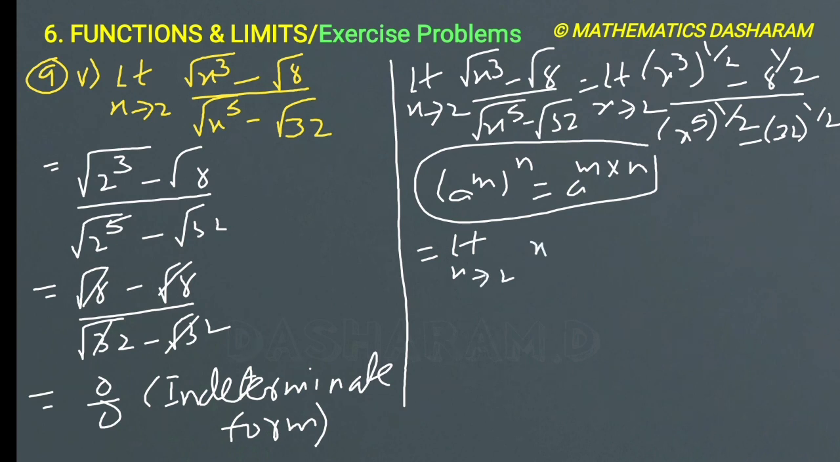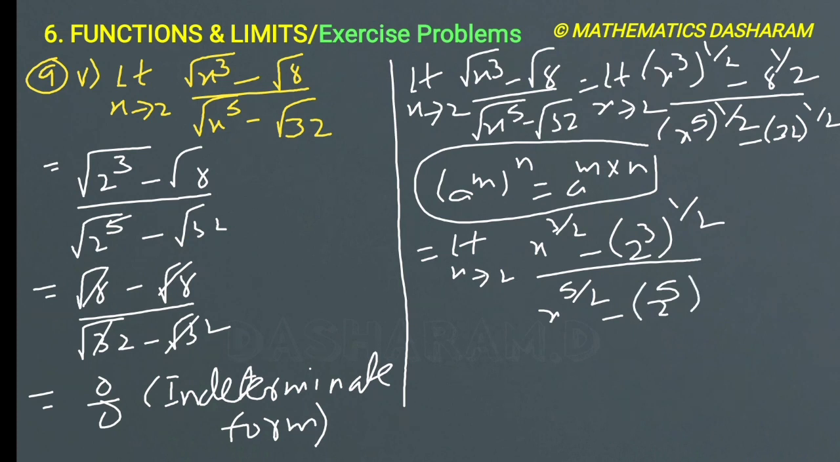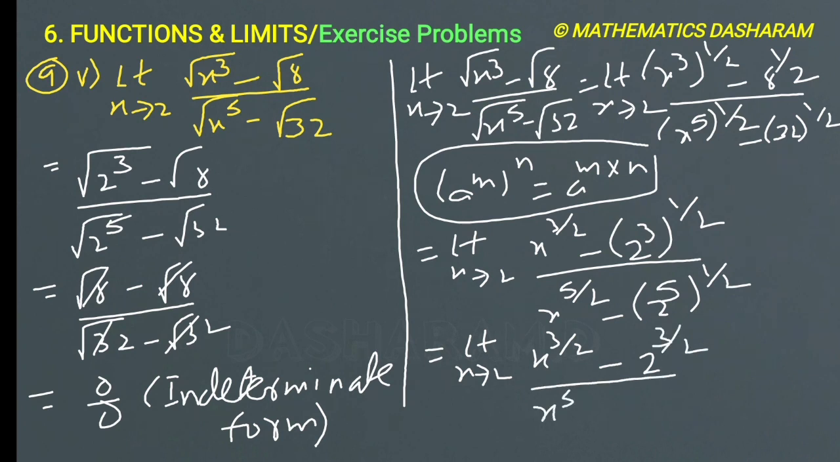Here x to the power of 3 by 2 minus 8, exponential form 2 cube whole power 1 by 2, x to the power of 5 by 2 minus 32, exponential form 2 to the power of 5 whole power 1 by 2. So limit x tends to 2. So apply the same formula, a to the power of m whole to the power of n. So 2 to the power of 3 by 2 divided by x to the power of 5 by 2 minus 2 to the power of 5 by 2.